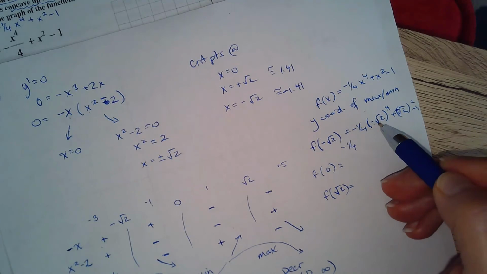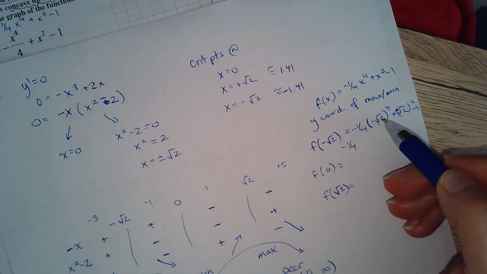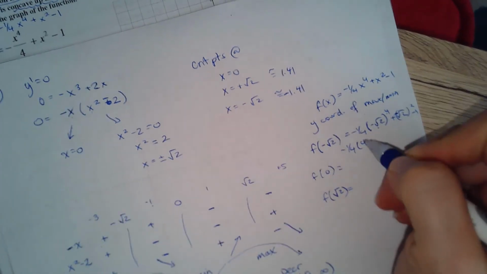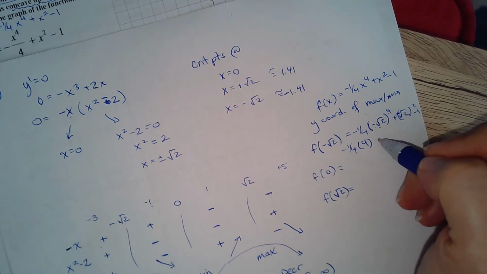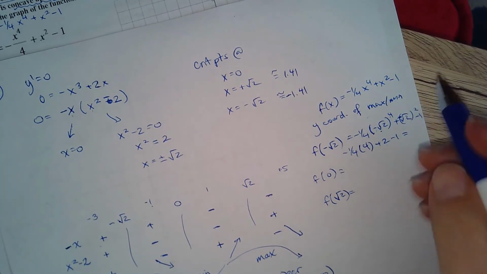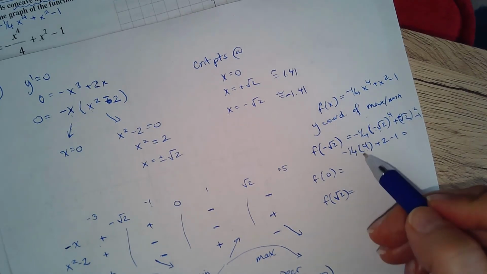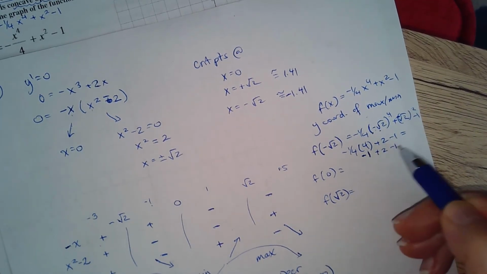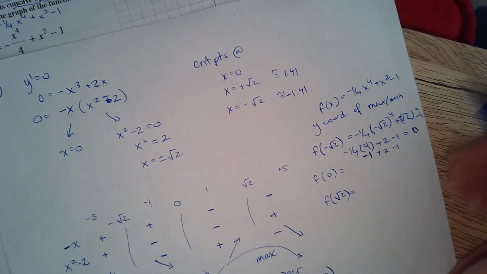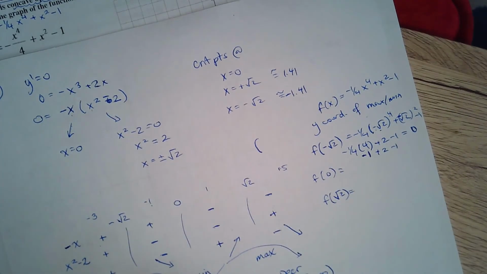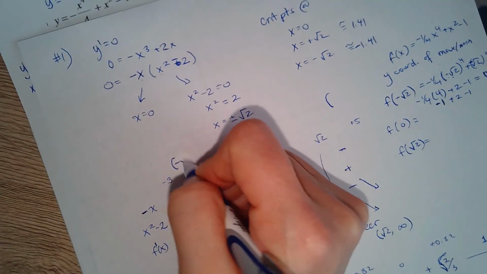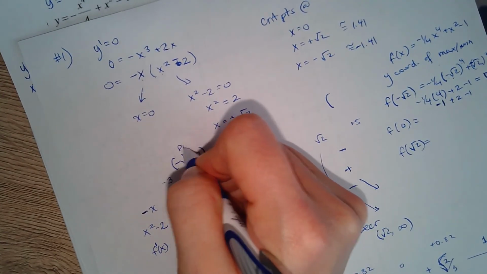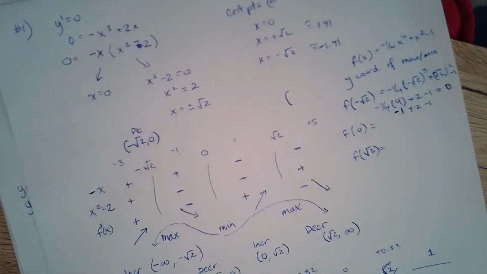So root 2 squared will just be 2, and then square that again will just be 4. So negative 1/4 of 4. Then we have negative root 2 squared, that's just going to be 2, so plus 2 minus 1. So negative 1/4 of 4 is just negative 1 plus 2 minus 1. Hey, that's going to be 0. Nice. So one of our points, our maximum that we described down here, is actually negative root 2 comma 0. That's our point.